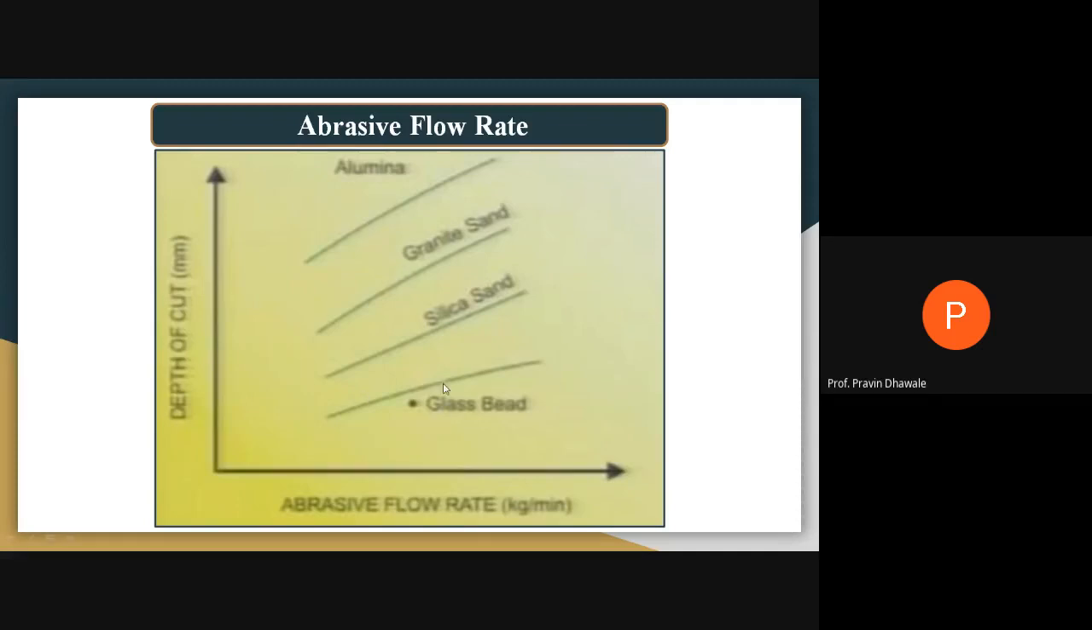These are the different materials of the abrasive: glass bead, silica sand, granite sand, alumina. Alumina gives the better performance in case of the depth of cut with increase in abrasive flow rate, as compared to the glass bead. Okay.